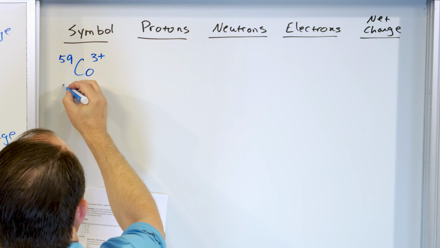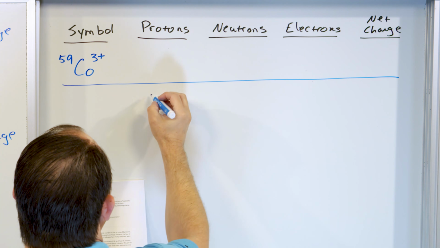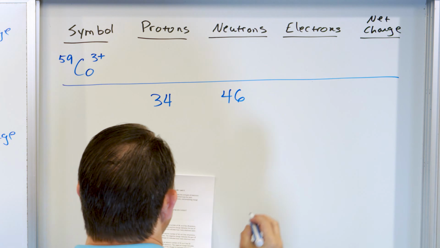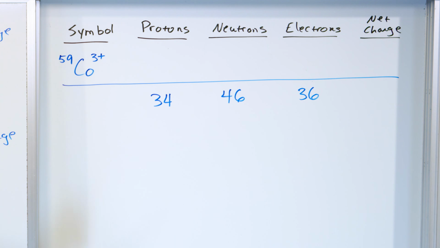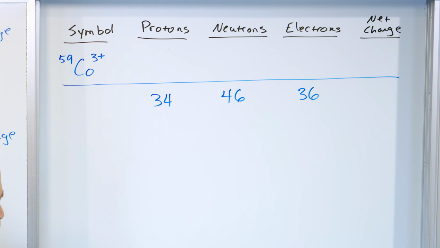And then I'm going to draw a line, so we're going to fill in all this information right here. And then also, I'm going to fill in 34, and then 46, and then 36. All right, so this is what I'm giving you. What I want to do is fill in all of these spots and then all of these spots in the second line here. So we have to think through it.